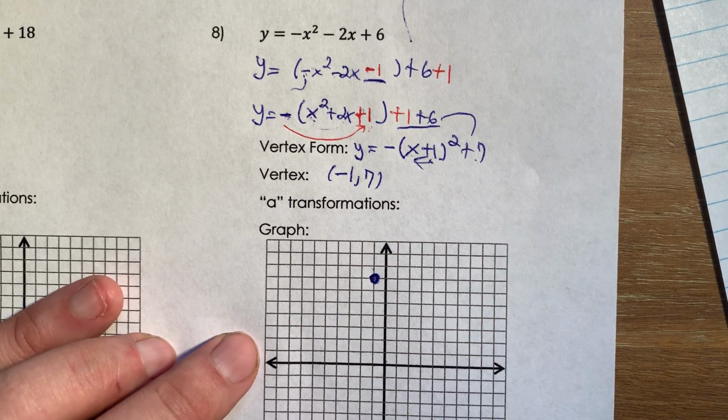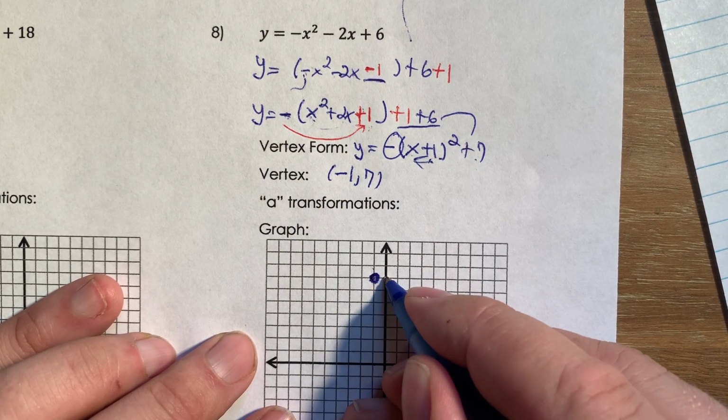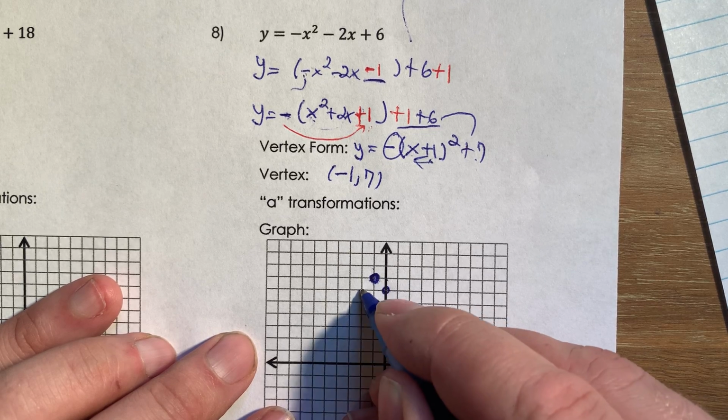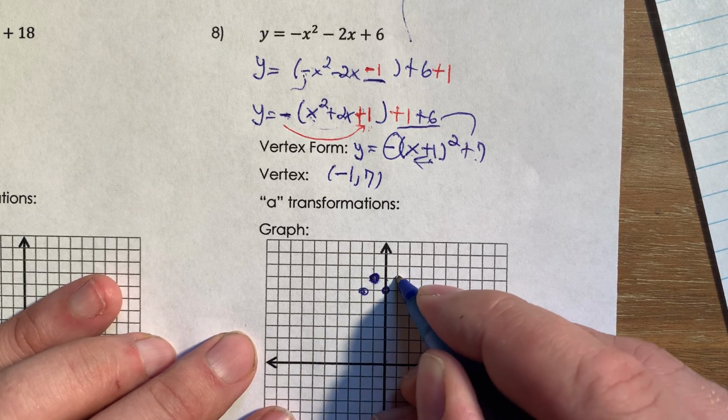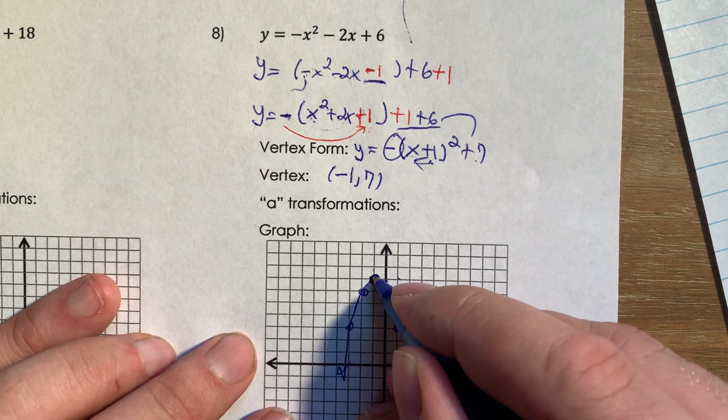So here's our vertex. What does this negative outside do? Well, it reflects it, right? So we're going to do 1 squared is 1, but it gets multiplied by a negative 1. 2 squared is 4, but it gets multiplied by a negative 1. So we end up with this parabola.